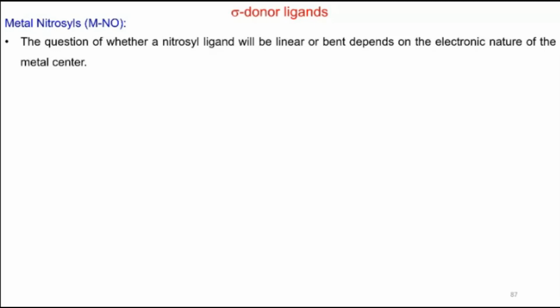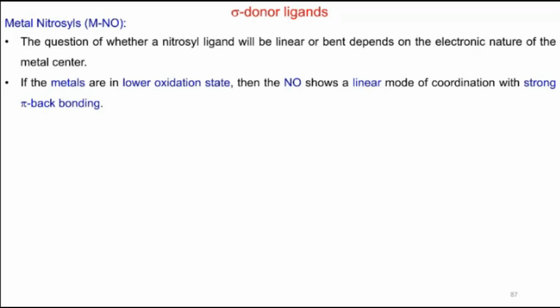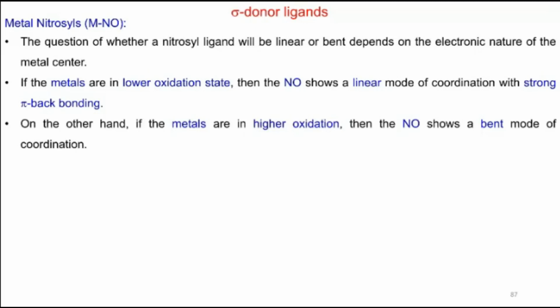That is actually decided by the metal and the metal's oxidation state. If the metal is in a lower oxidation state, then the nitrosyl will adopt a linear mode of coordination. Why? Because the metal has a huge amount of electron density, which can easily be transferred to a strong pi accepting ligand like nitrosyl. Whereas if the metal is in a higher oxidation state, with less electron density, it makes the nitrosyl adopt a bent mode of coordination, because the bent nitrosyl is a poor pi accepting ligand. So the metal's electron density decides the thing. For example, look at here.